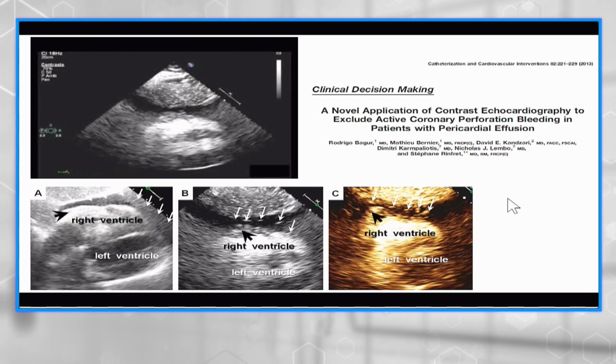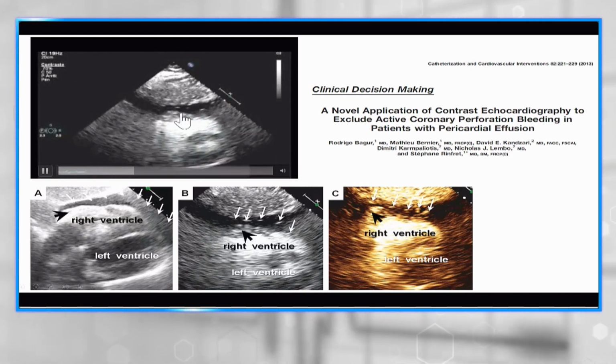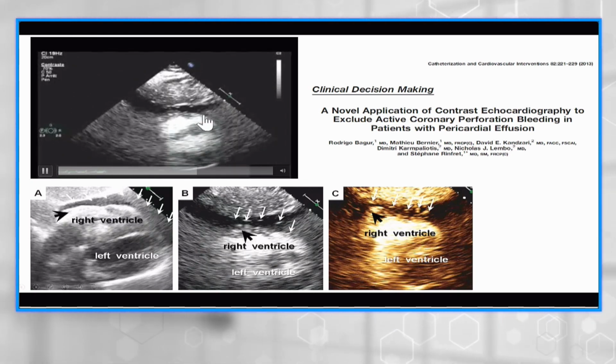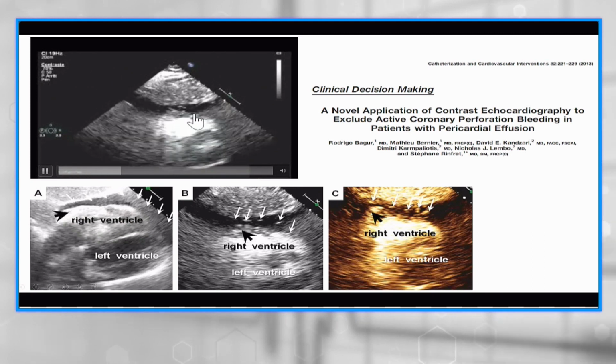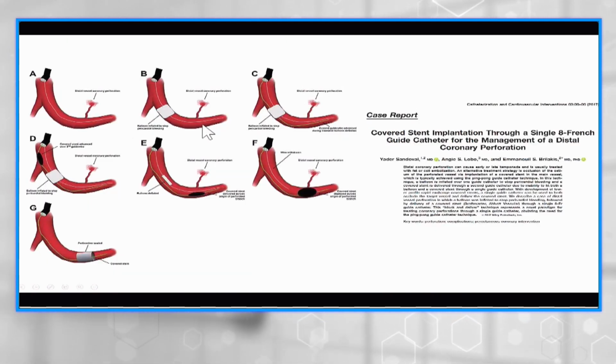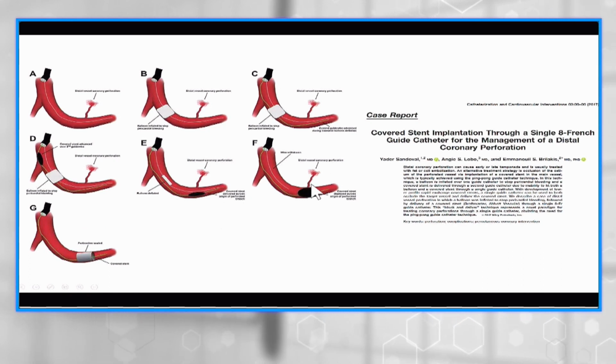If we are not certain whether we have achieved sealing, one can give echo contrast, and if there are no bubbles going in the pericardial space, this is good. But if, as in this case, we see bubbles, that means that we have not sealed the perforation. Another way to seal a small vessel perforation is to place a cover stent across the origin of the perforation.